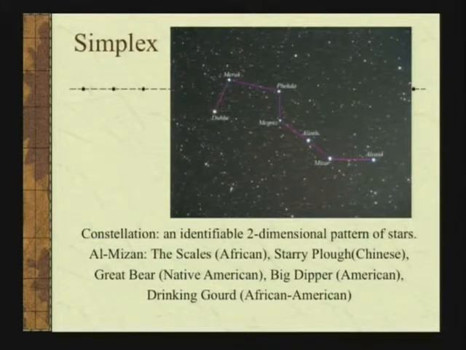right? Because bears had a long tail, and there's a whole story in Native American mythology about how the bear lost his tail, ice fishing, the fish bit his tail off, so now all bears have short tails now. Whatever, I'm not making it up, but that's the story, right? And also Big Dipper in American culture, and the drinking gourd in African American culture. Okay? Same name, same constellation, different names, different set of stories. So that's the simplex view.